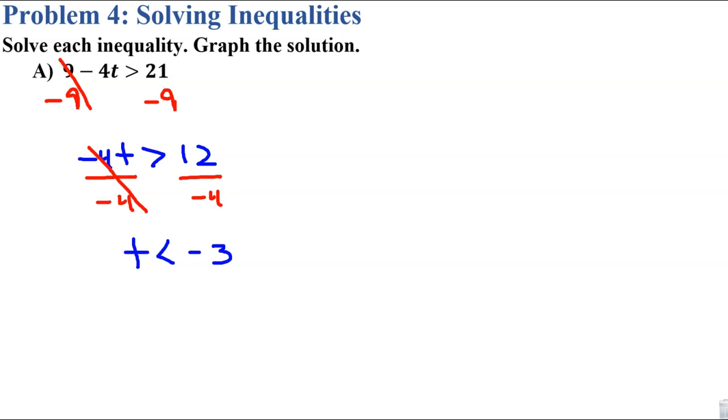Now, this problem also says graph the solution. So t less than negative 3 is my solution. We can represent that algebraically, or we can represent it graphically. It's good to be able to do both. So we'll make a quick graph here. I'm just going to throw a negative 3 in the middle. t is strictly less than negative 3. So I'm going to shade everything below the negative 3 and put an open circle to show we're not including the negative 3. We're strictly less than the negative 3.